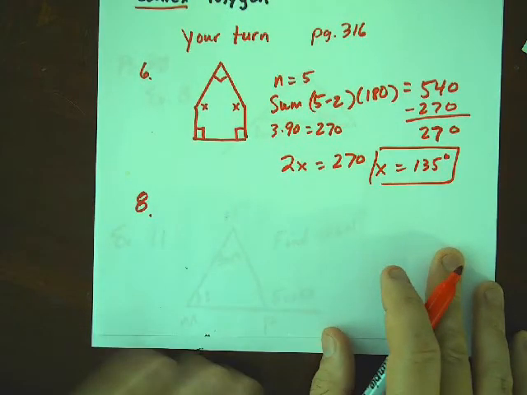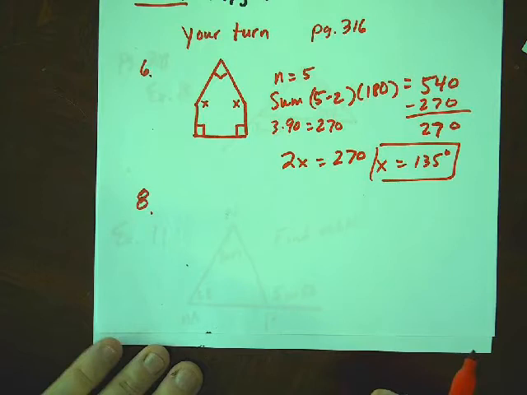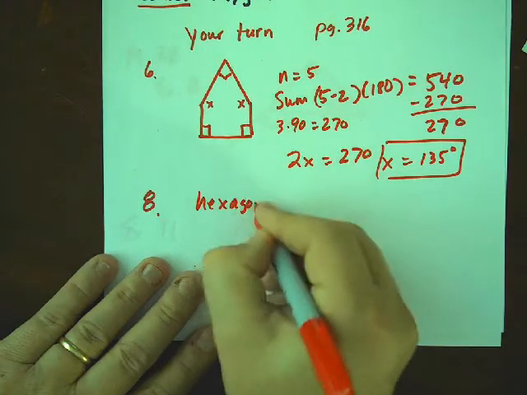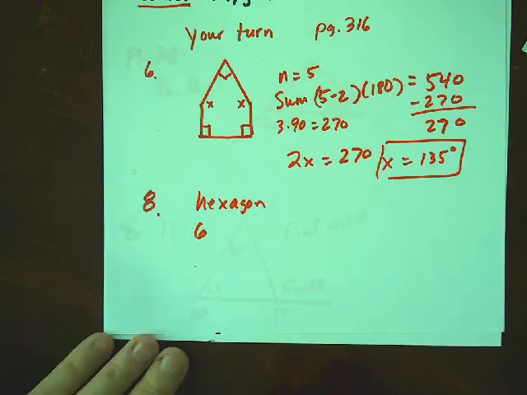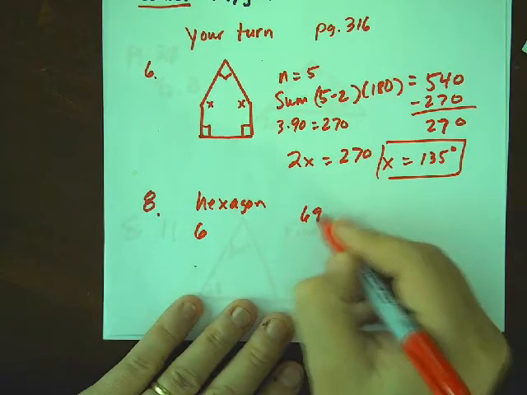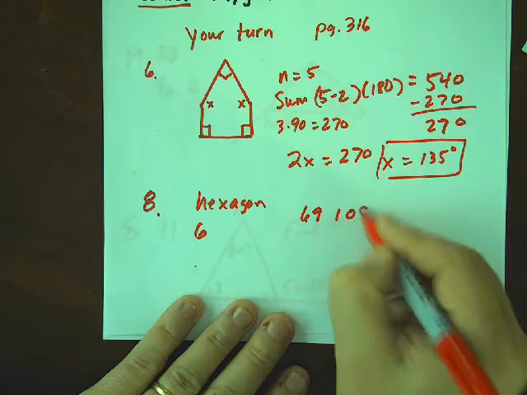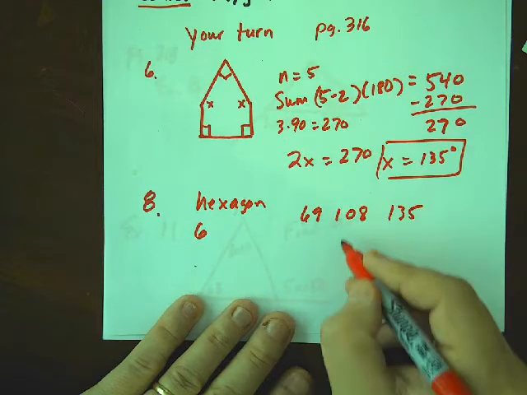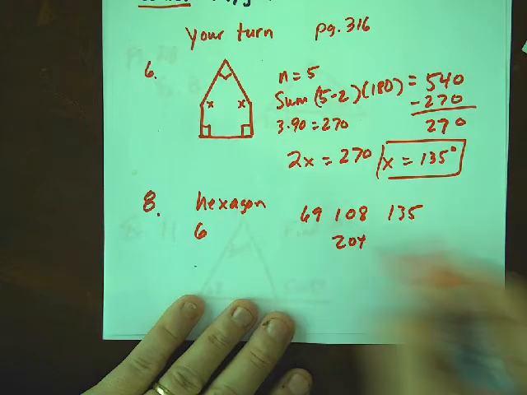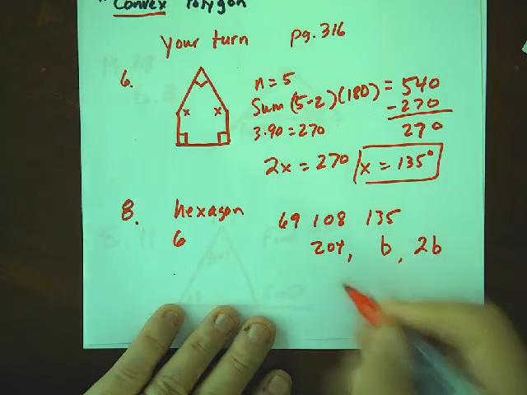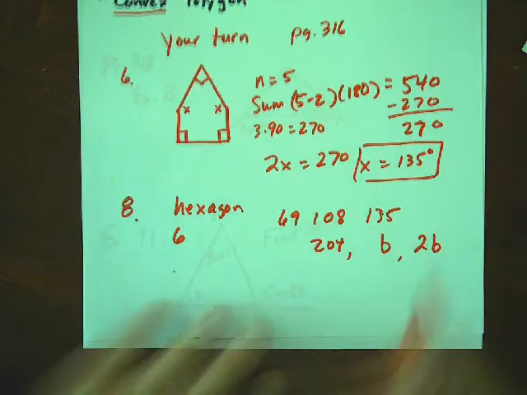Let's go to number 8. Determine the unknown measures in a hexagon. So a hexagon has 6 sides, and its 6 angle measures are 69, 108, 135, 204, b, and 2b. There's 6. 1, 2, 3, 4, 5, 6.